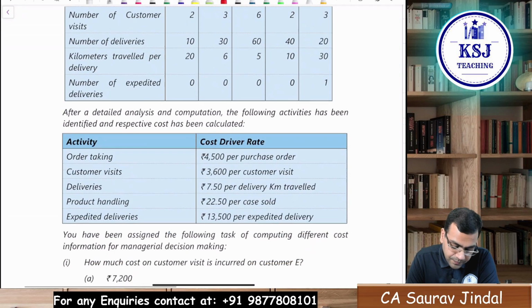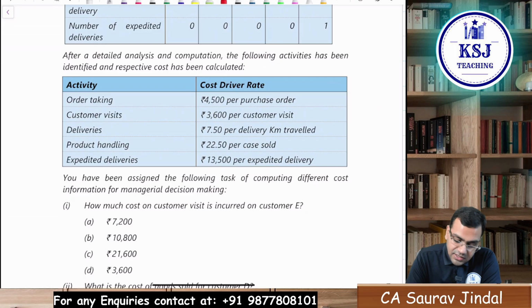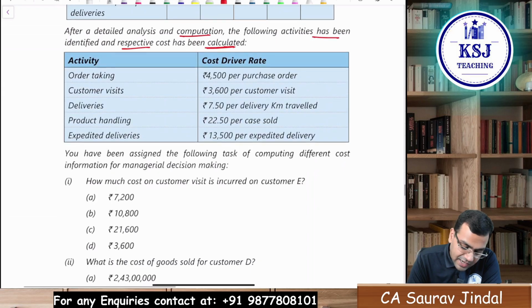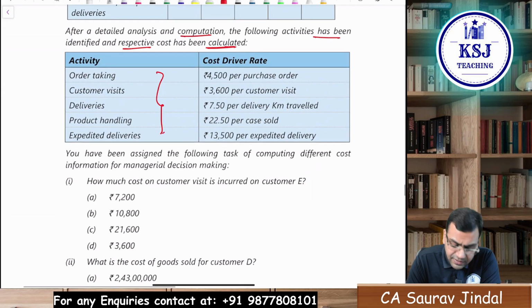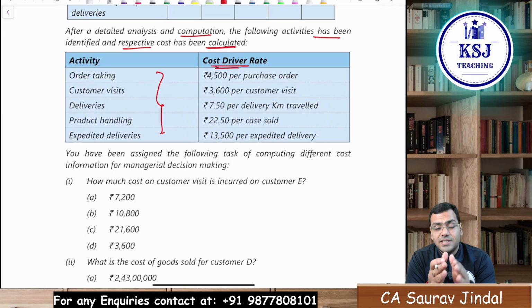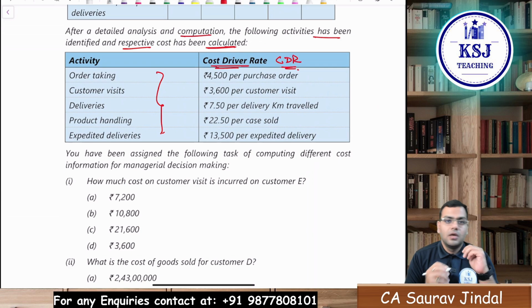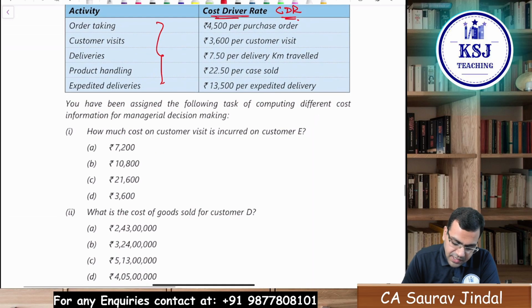is given to you. After a detailed analysis and computation, the following activities have been identified and the respective cost has been calculated. So these are the 5 activities that they have identified. The cost driver rates are directly given to you now, right? You don't have to calculate the CDR. The CDR is directly given to you. Clear? That's a very good thing, sir. The CDR is directly given to us. You have been assigned the following task of computing the different cost information for managerial decision making.